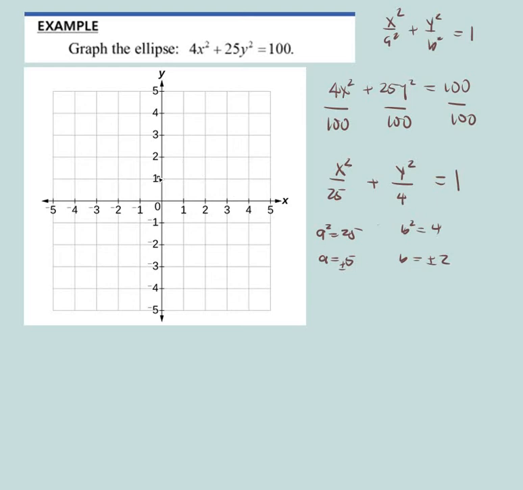So what we do here is put this one. The vertices are when x is 5, y is 0, and when x is negative 5, y is 0. So here we have one: when x is 5, y is 0. When x is negative 5, y is 0. And this is for the semi-major axis. For the semi-minor axis, this will be when x is 0, y is 2, and when x is 0, y is negative 2.